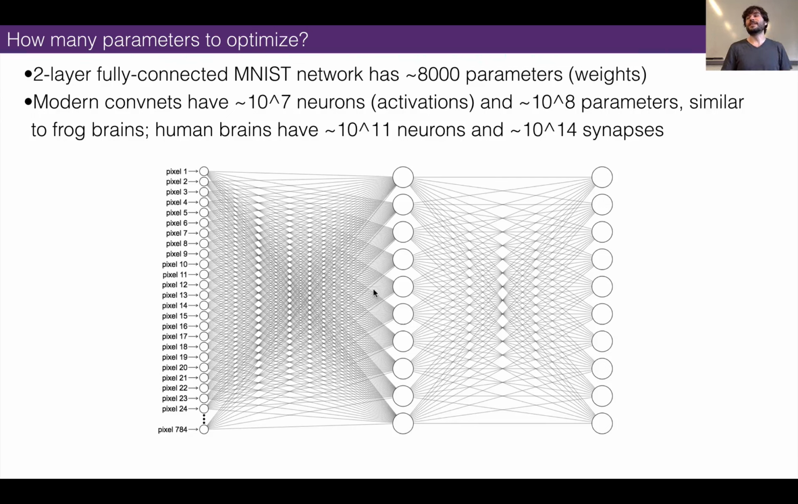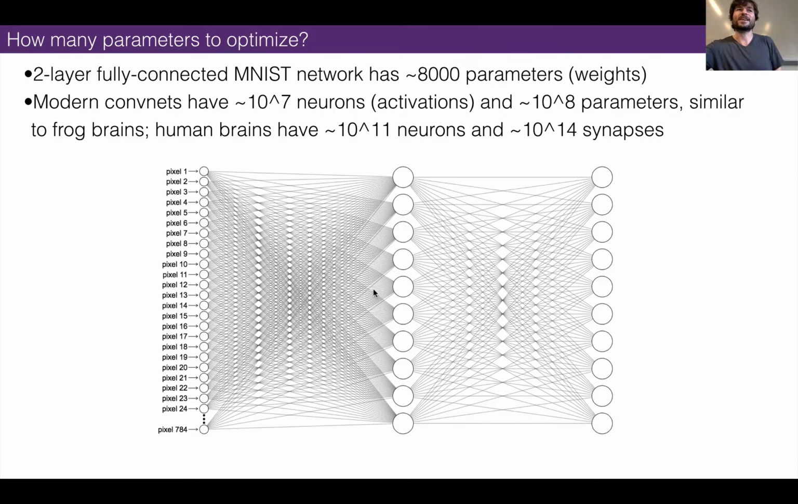But consider the fact that a modern neural network, to get the kind of accuracy that we need, often has in the tens of millions of neurons and the hundreds of millions of parameters, connections, right? Which is somewhere similar to frog brains, I'm told. So that's roughly equivalent to a frog brain. But actually, frog brains are still more complicated because biological neurons have all sorts of capabilities that we don't actually model.